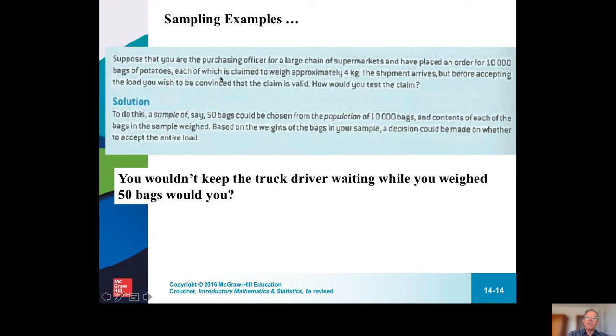And also another good time for a sample, imagine you've got this truck driver and you're trying to verify that they delivered 10,000 bags of potatoes.